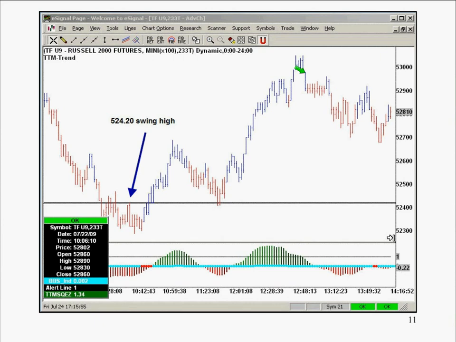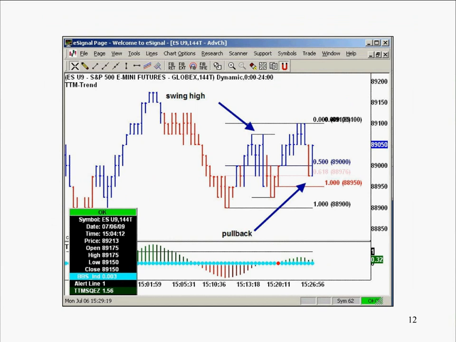Let me get through more of these slides here. I think I'm going to take more of the questions after I finish this PowerPoint, and then we're going to go into some live charts in part 2.